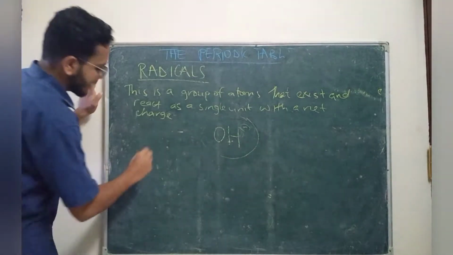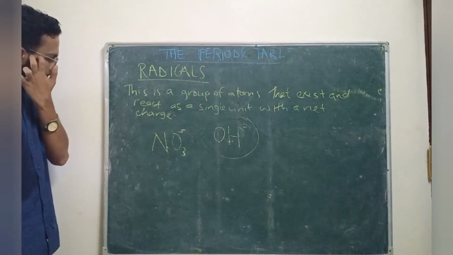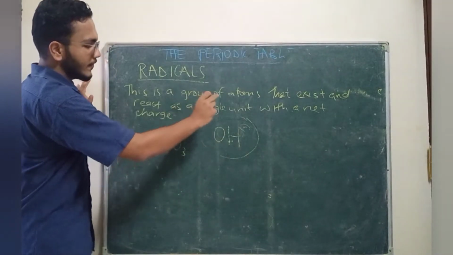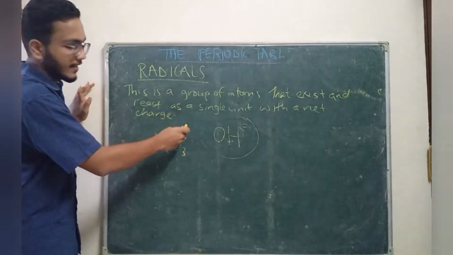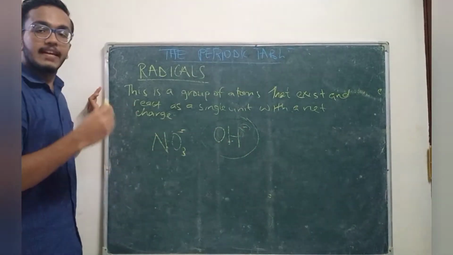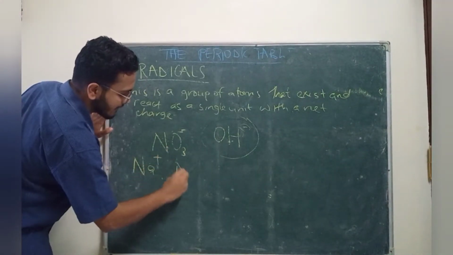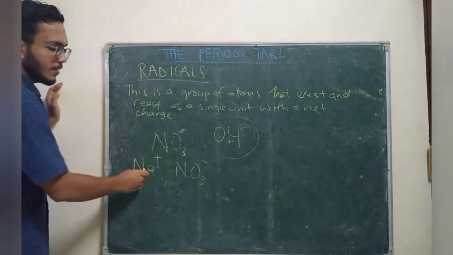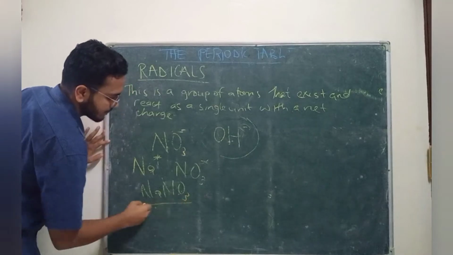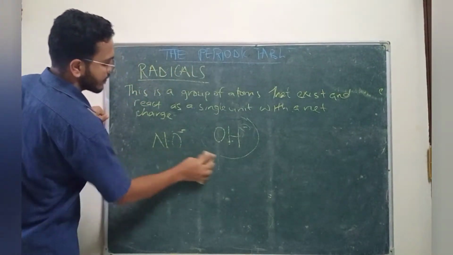Another radical is nitrate. The nitrate ion is NO3 negative. The single unit is nitrate itself, the group of atoms is nitrogen and oxygen, and the net charge is -1. So that is what we mean by radicals. Now these radicals directly react with elements. For example, sodium can react with nitrate to form sodium nitrate. Sodium ion positive can react with nitrate ion negative to form sodium nitrate. Now the positive cancels the negative, so this will form sodium nitrate, and so on and so forth. Now let me give you the other examples of radicals.